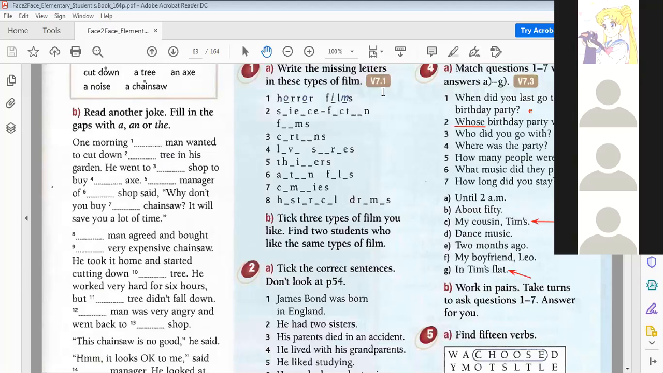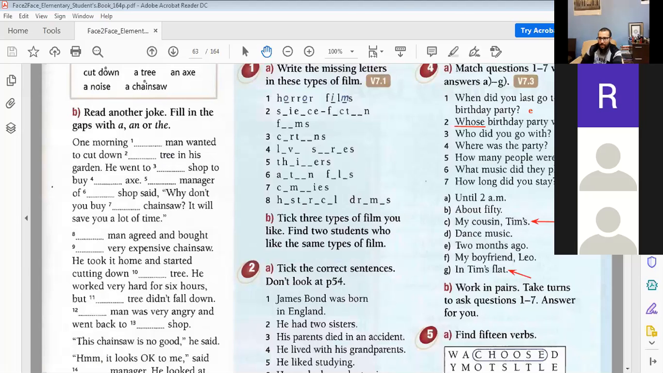Dance music. What music did they play? Dance music. So this is D. That's correct. And the last question. Okay. Let's see. So the last one is already answered, I think, because it's the last one.